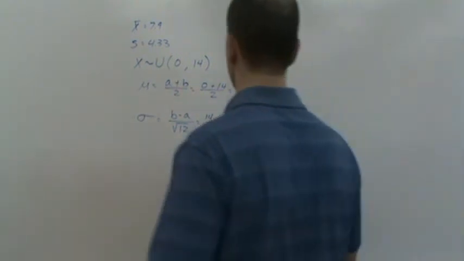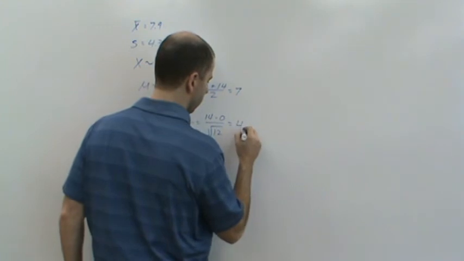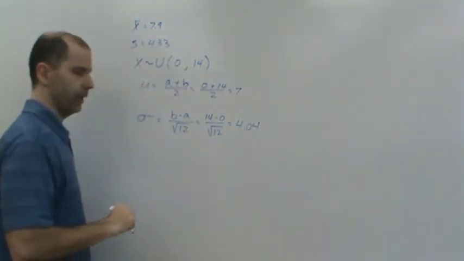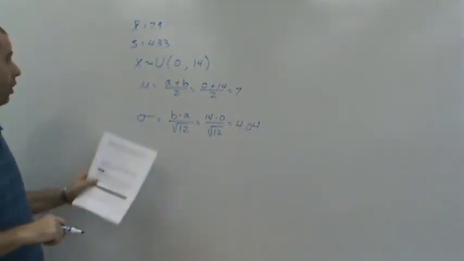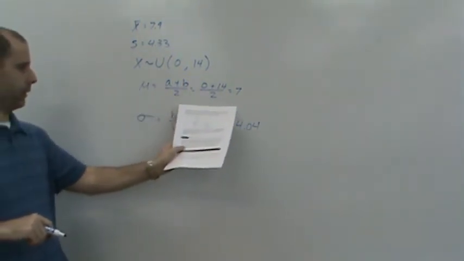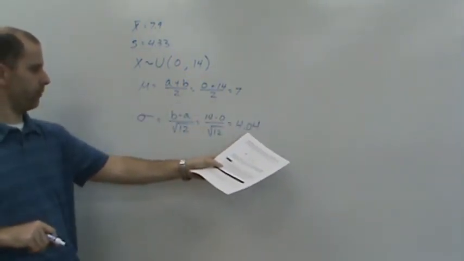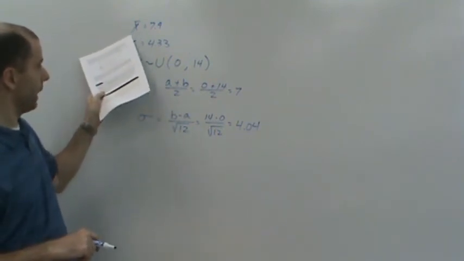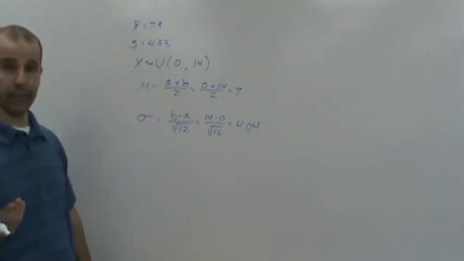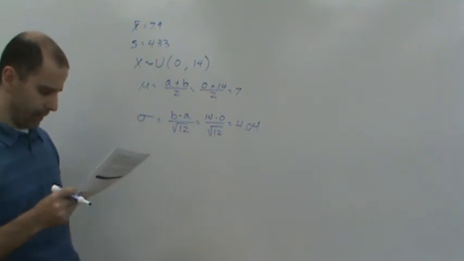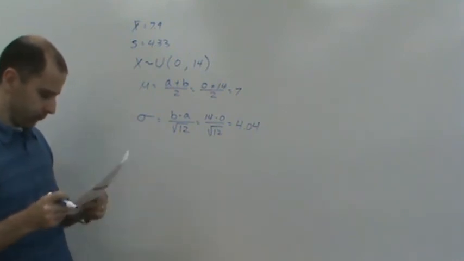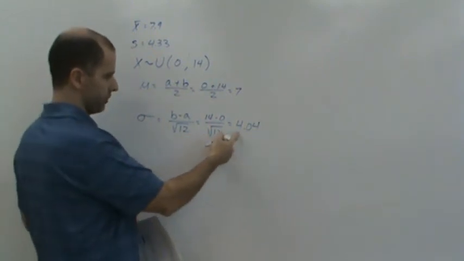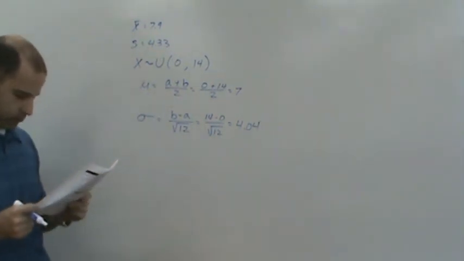4.04. Okay. So not bad. I mean, 7 and 4.04, these are the theoretical values, and this is what we got from a random sample. So not bad, not bad. So let's see, what else? And of course the variance would be just that squared.